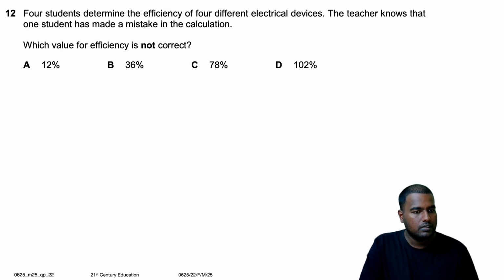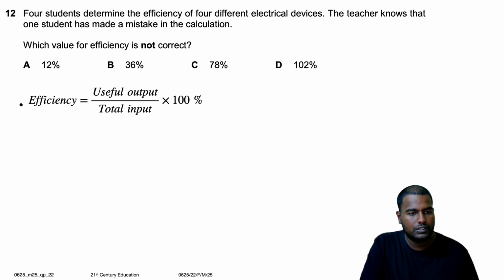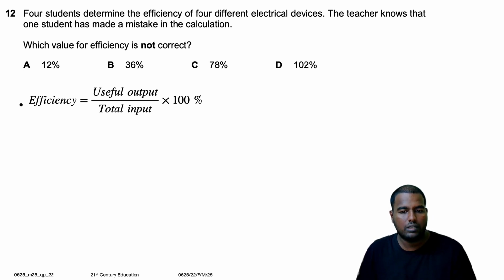Four students determine the efficiency of four different electrical devices. The teacher knows that one student has made a mistake in the calculation. Which value of efficiency is not correct? The efficiency is useful output divided by total input into 100%. The useful output will never exceed the total input. So the efficiency cannot be 100 or more than 100.